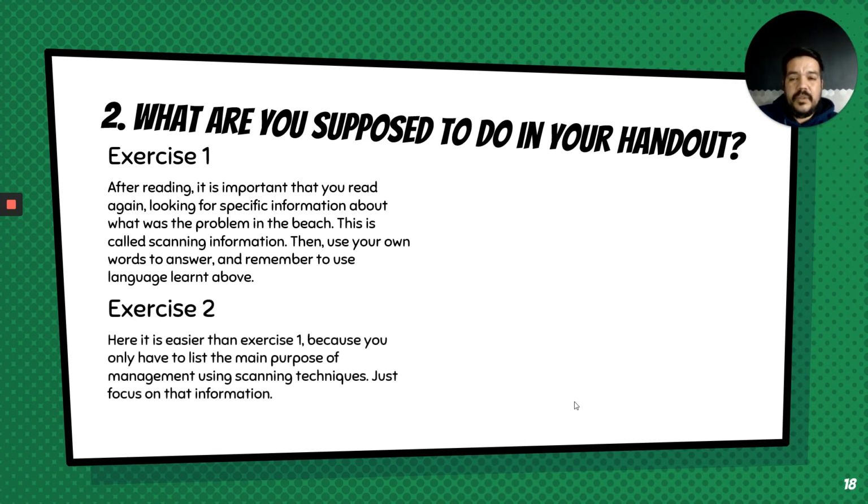And exercise 2, it's easier than exercise 1 because you only have to list the main purpose of management using scanning techniques. You have to scan the text, buscar información específica, and just make a list of this information. Focus on this information, please.